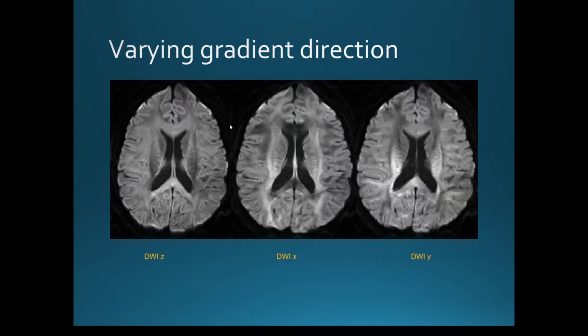There's an example, varying gradient direction. We can see how intensity differs in different parts. So dark here, this corpus callosum, light, kind of midpoint. And again, this is just showing different directionality of white matter fibers in areas of the brain.